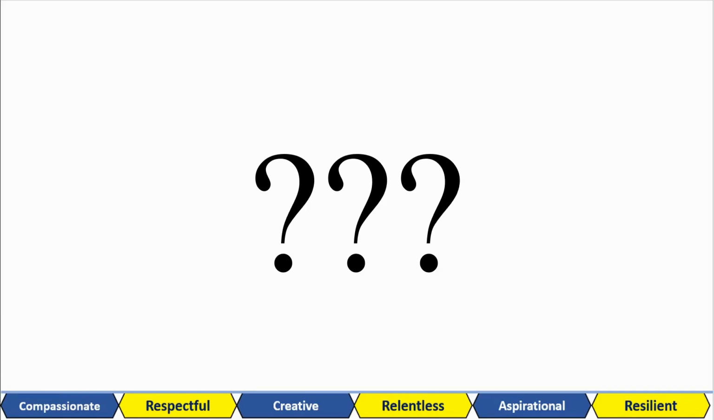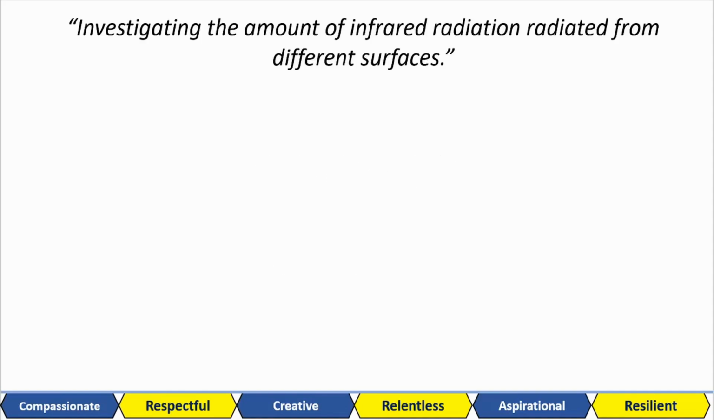So how does this relate to the required practical, you may ask me? The aim of the investigation is to investigate the amount of infrared radiation that radiates from different surfaces. The dependent variable, which is what you're measuring, is the infrared radiation. Infrared radiation is what we feel as heat. So when you put your hand next to the radiator but you're not touching the radiator, the heat that you're feeling, that is infrared radiation.